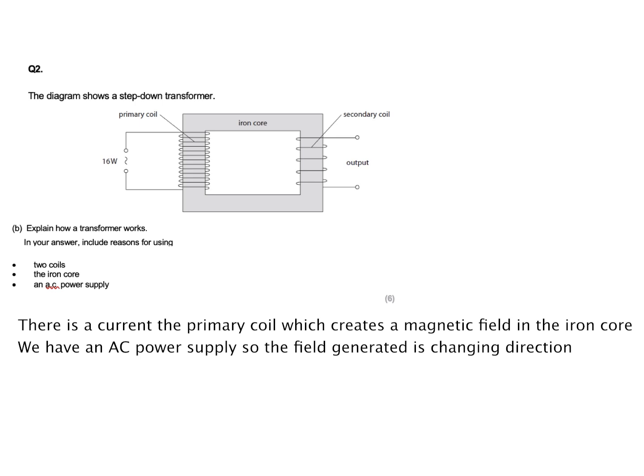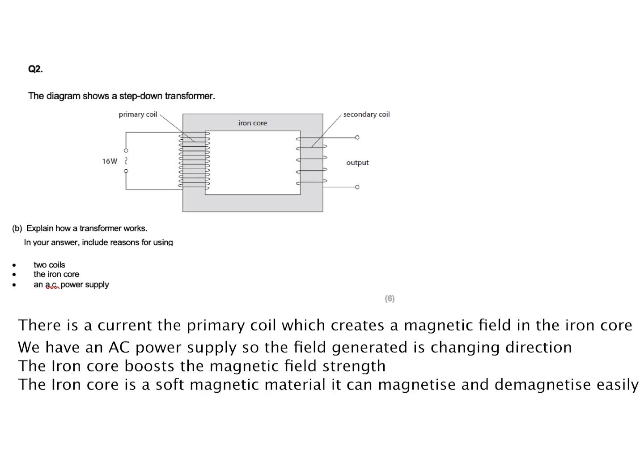But we've just mentioned the iron core, so we will go into that in a bit more detail now. The iron core boosts the magnetic field strength, and the iron core is a soft magnetic material, so it can change the magnetism easily, and it allows that magnetic field to change direction easily, which is really important because of that AC power supply creating a constantly changing magnetic field.